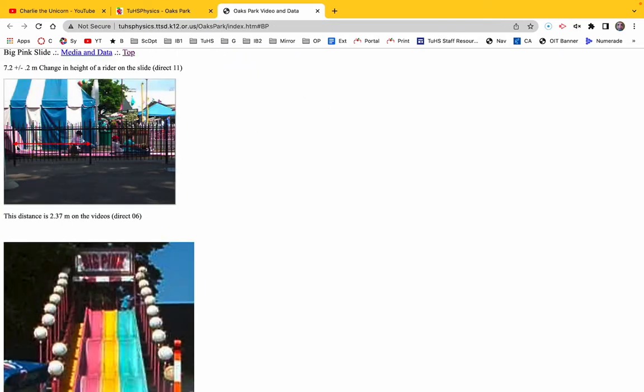So big pink slide, we need a distance reference. If you have a picture of them at the end there, that fence is 2.37 meters. I'm going to write that down, from one post to another, if you have that framing. Otherwise, you need your own distance reference.